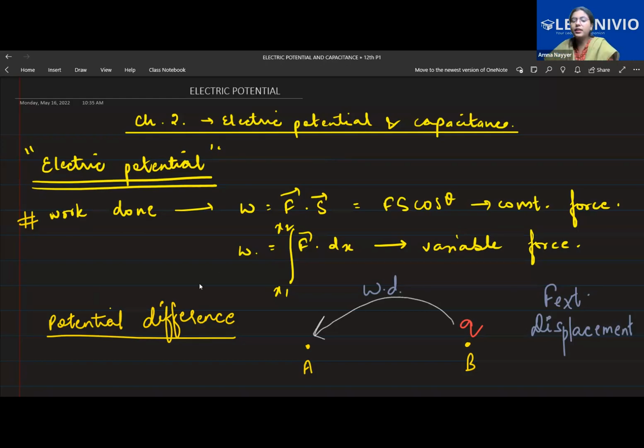So what happened here? A test charge, a small charge, is there, and according to the system, this is the external force which is bringing the charge from point B to point A, meaning from one point to another, that's it. And whatever is the work done in this process for bringing this test charge, we have recorded. And that is what is known as the potential difference.